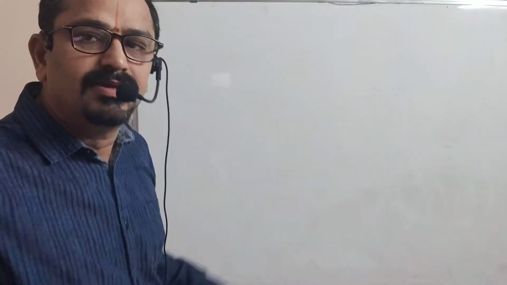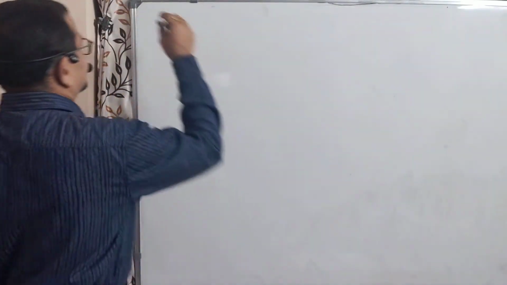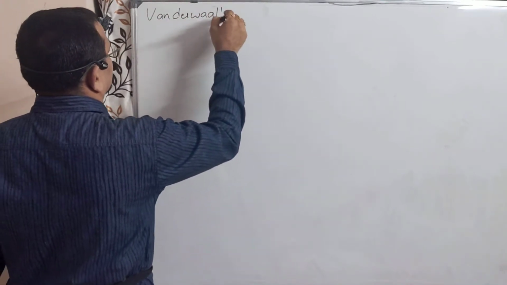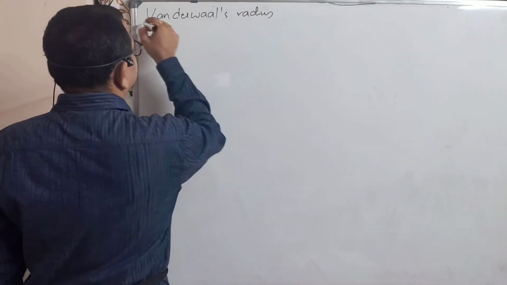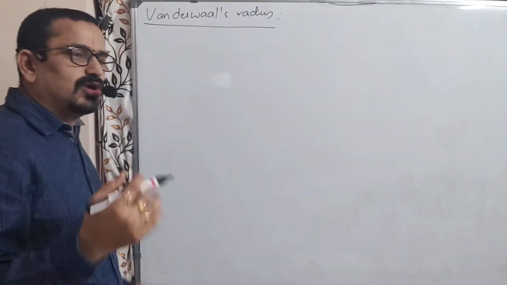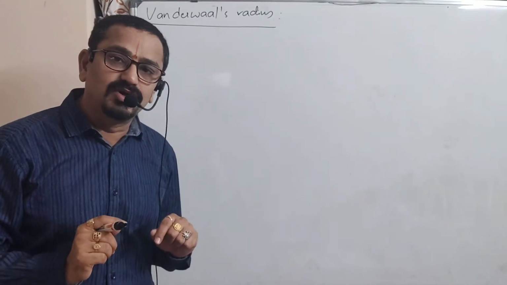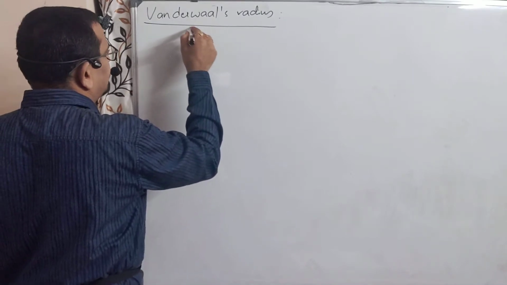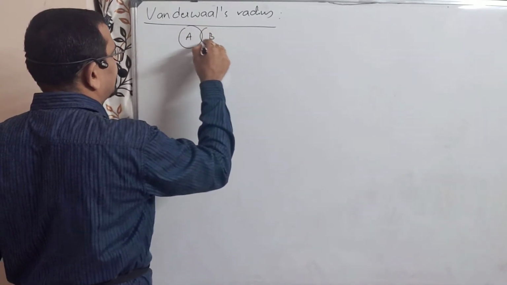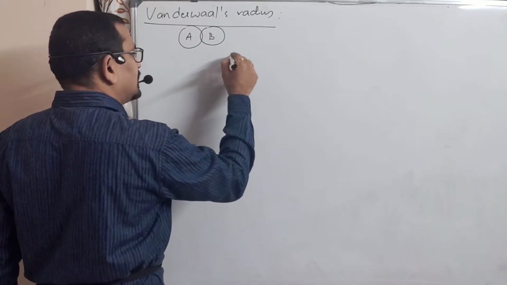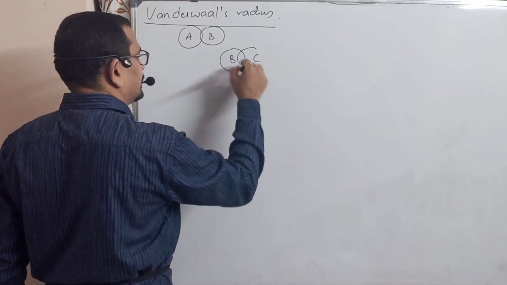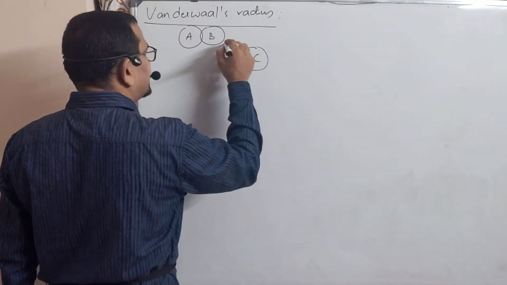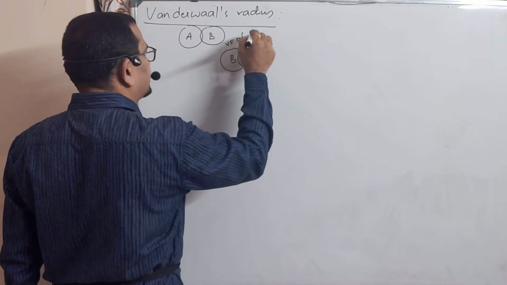Next, the next type of radius is van der Waals radius. Consider a substance whose molecules are held by weak van der Waals forces. Suppose this is an AB type of molecule. This is a molecule AB. Consider another molecule BC. In this, the molecules AB and BC are held by weak van der Waals forces of attraction.